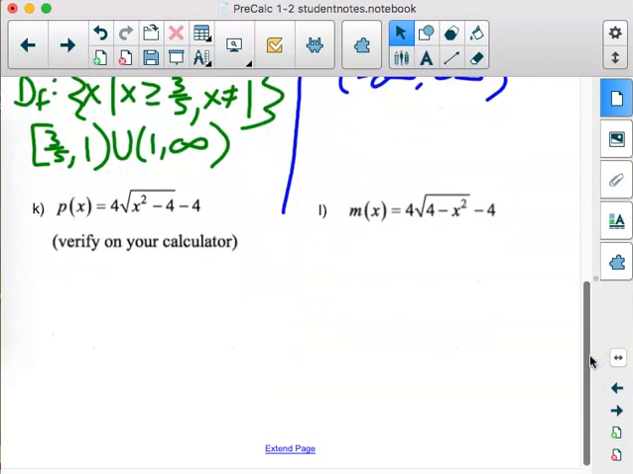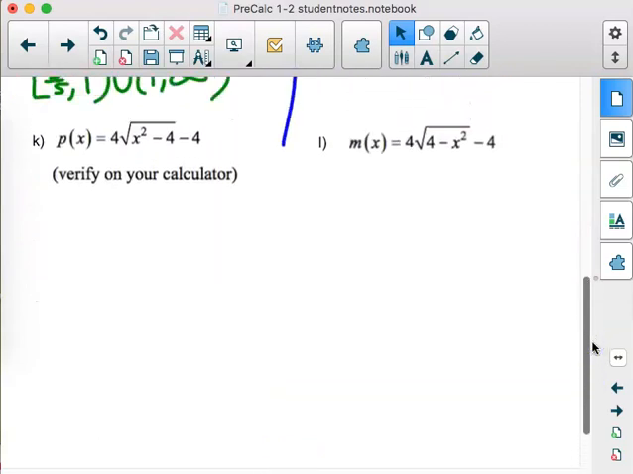So when your variables are under the square root, or when your variables are in the denominator, then we have to worry about restricting the domain.